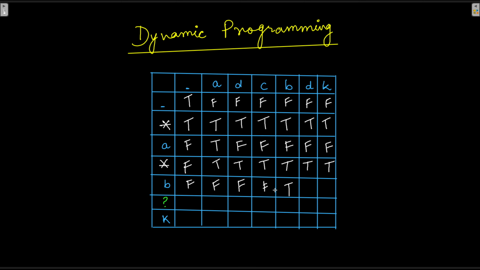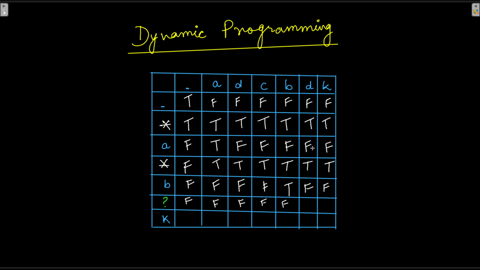Then we go and check B versus D, and that's an F. B versus K, that's an F. Now question mark. Question mark doesn't match against empty string, so we write F. Question mark against A, that is a match, but then we go back to the previous string and that is an F. So if that is an F, we write an F here. With the same reasoning, this is also going to be an F, F, F.